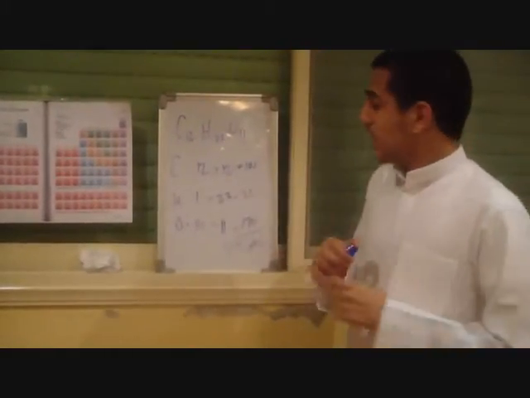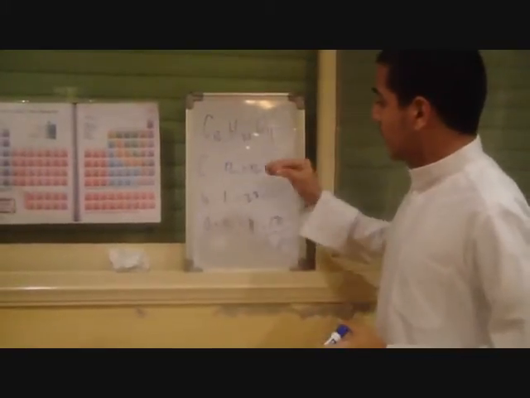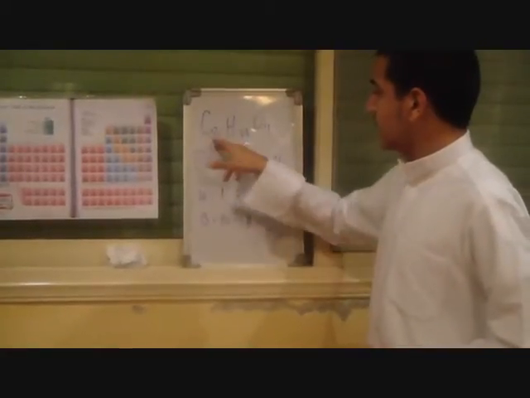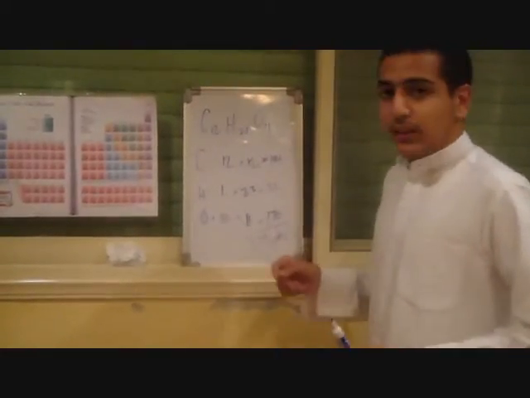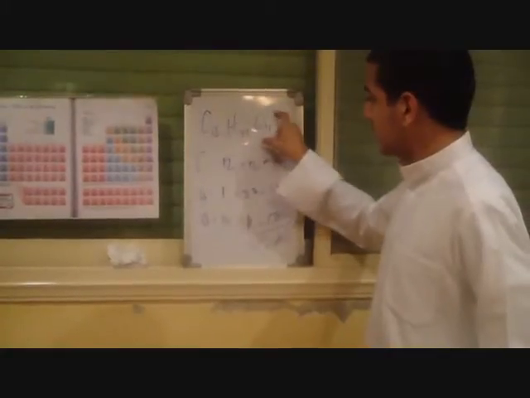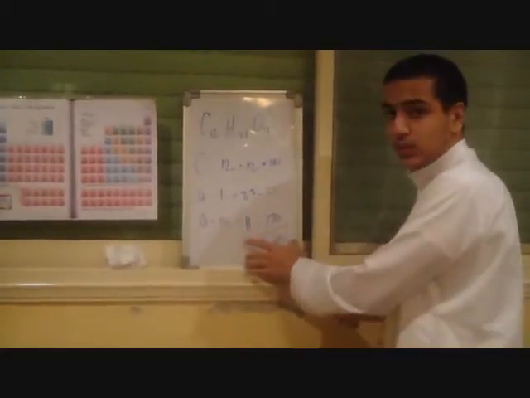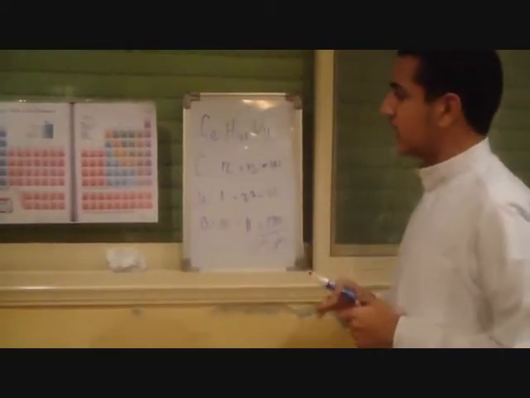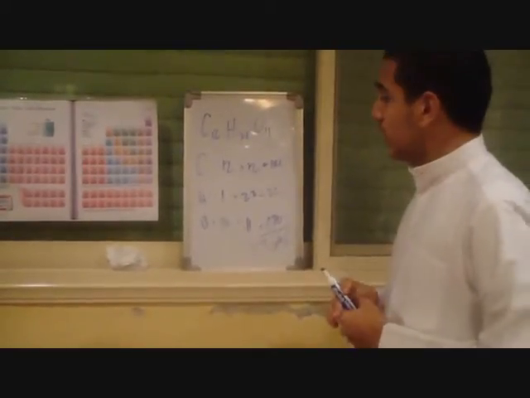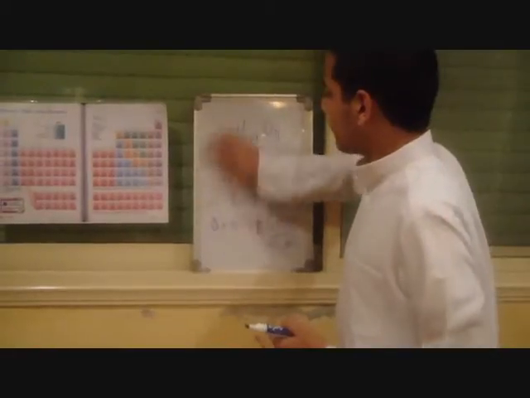So what I did here is I found the molar mass of each element. Then I multiplied by each of the subscripts. Then I added them all up, which gives you the total molar mass of this compound. Now let's show another molar mass calculation. The following question requires one more step than the previous question.